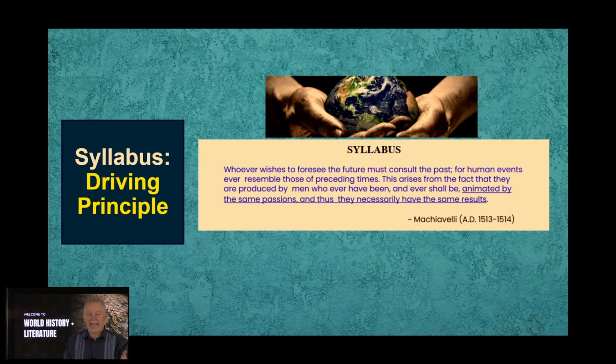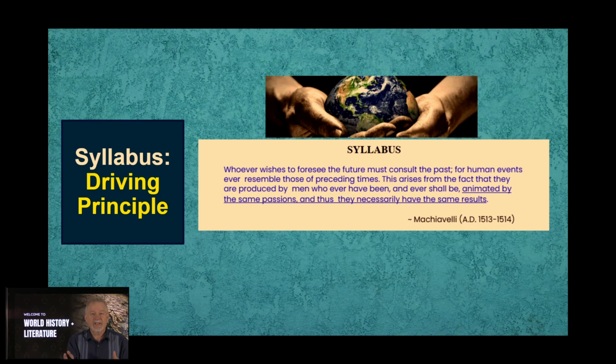I use Machiavelli's principle. He wrote back in the 1500s, he says, whoever wishes to foresee the future must consult the past. Kind of like, well, if you want to know what's going to happen now, you got to know the past because history repeats itself, right? We've heard that many, many times. Why? For human events ever resemble those in preceding times. Again, history repeats itself. So if you stop there, you end up with just simply history repeats itself. So go and study history, you figure out what happened in the past, and therefore it'll happen again.